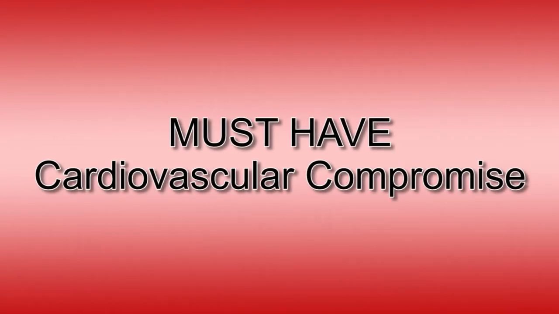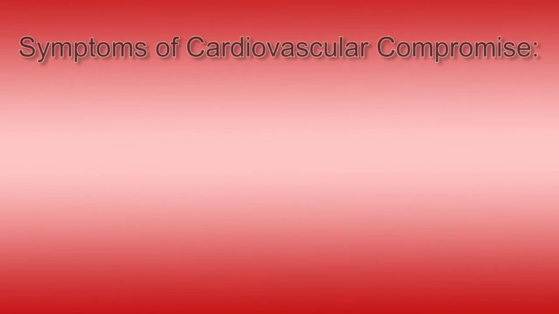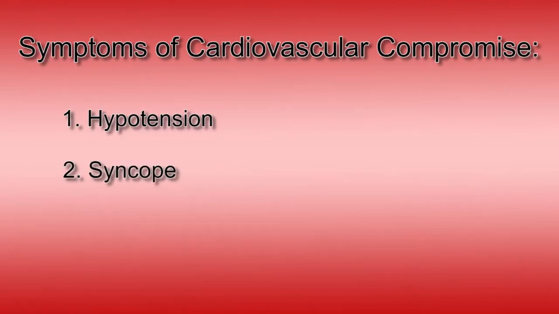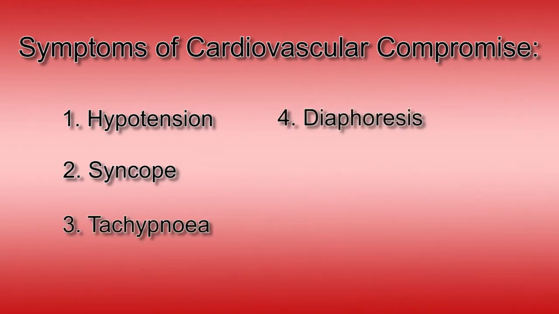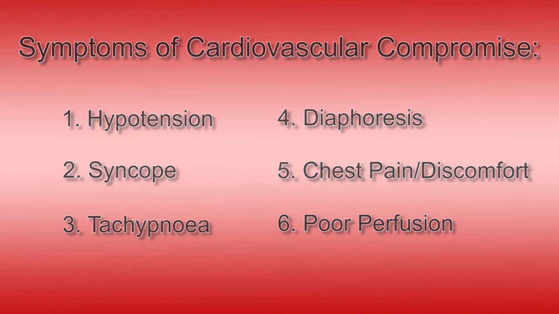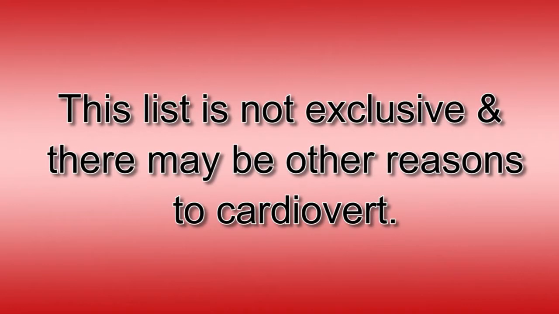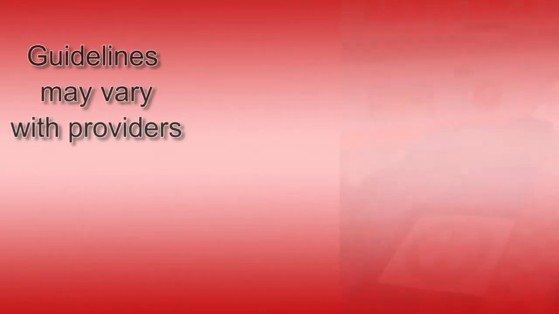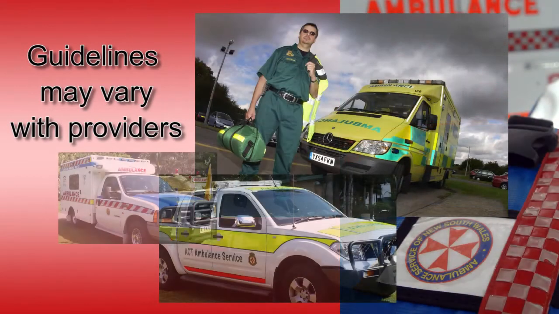To warrant using this intervention, your patient must have cardiovascular compromise. This may present symptomatically as hypotension, syncope or a decreased level of consciousness, tachypnea, diaphoresis, chest pain or discomfort, poor perfusion as in their skin colour, pallor, clammy or grey. Remember, this list is not exclusive. There may be other reasons, such as the length of time the patient has possibly been presenting with one of these cardiac rhythms and they are symptomatic. The guideline to cardiovert may vary with different health providers.